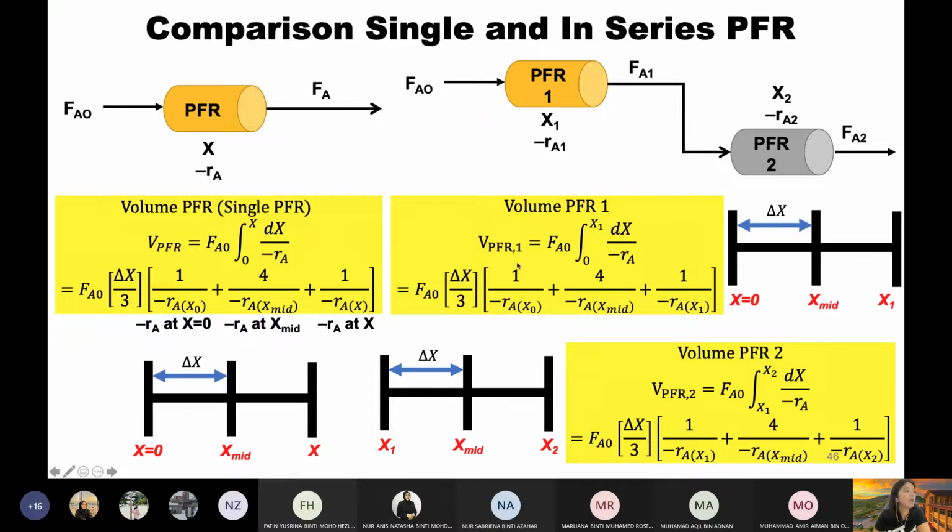So, become 1 per minus RA at my lower limit X0. So, apabila X saya kosong, berapa minus RA dia? Plus 4 per minus RA at my middle conversion. Sama konsep. Plus 1 per minus RA at my X1. Okay, katakan X1 kamu 0.8. So, minus RA when my X is 0.8. Okay. Part ni okay. Data pertama memang senang.